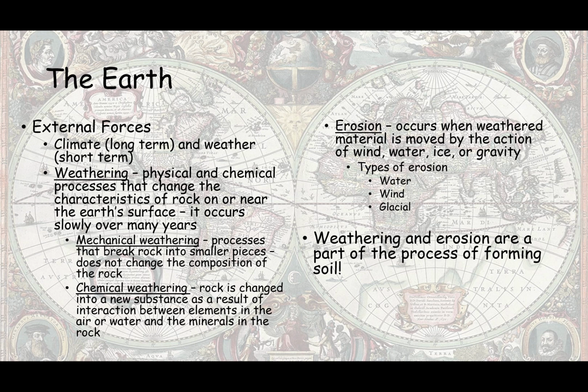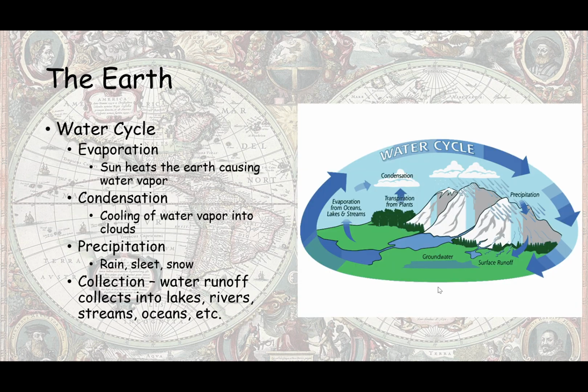Okay? And again, like I said over here with erosion, it's another form of changing externally. But this is when weathered material is moved by the action of wind, water, ice, or gravity. Okay, but this is all a part of forming soil, and we'll look at soil a little while later in the next video.